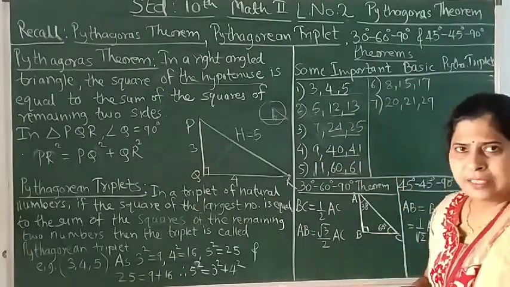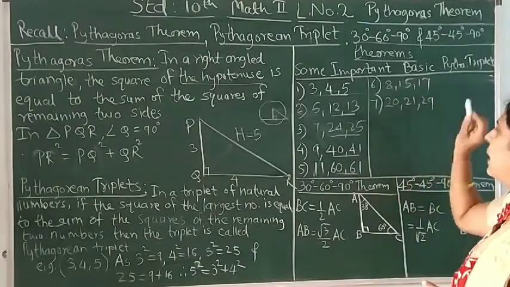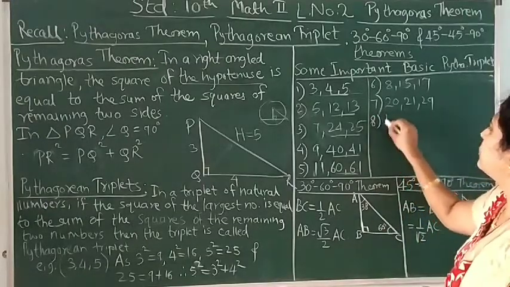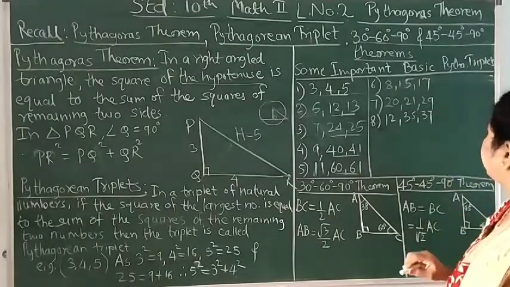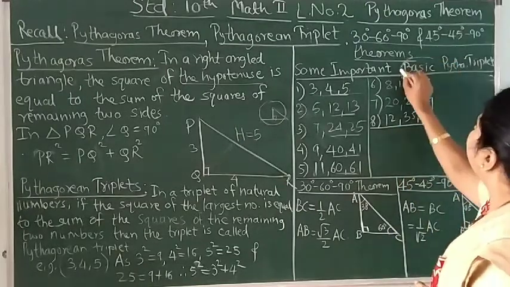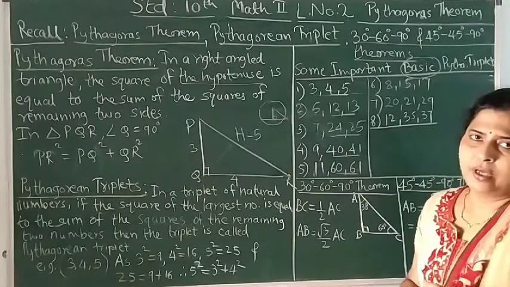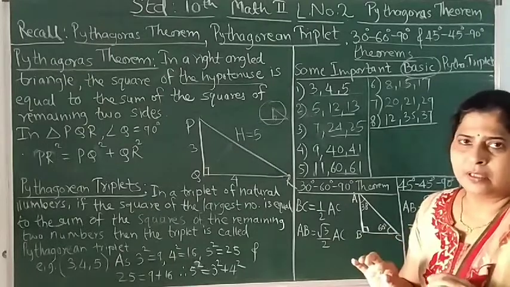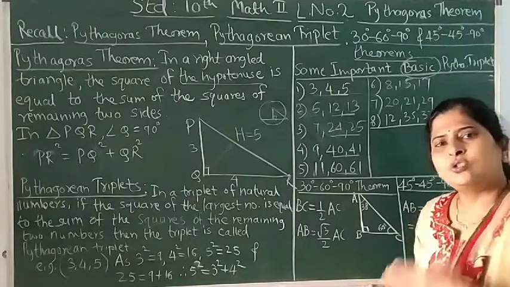There are some more Pythagorean triplets such as 8, 15, 17, 20, 21, 29 and some more also. Say 12, 35 and 37. This is also a triplet. So why do we call it a basic Pythagorean triplet? Because if you take any one Pythagorean triplet and multiply by any natural number, the resulting 3 numbers are also a Pythagorean triplet.